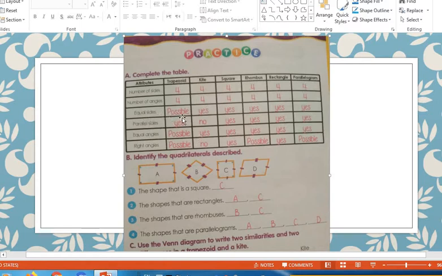Equal sides: it's possible in the trapezoid that they have equal sides. And in the kite, yes, they have equal sides. In the square, of course, they are equal sides. And also in the rhombus, rectangle, and parallelogram. Parallel sides: in the trapezoid, yes, just two sides are parallel. And in the kite, no. And the square, of course, yes, each two sides are parallel. And the rhombus, yes, and the rectangle, and so the parallelogram.